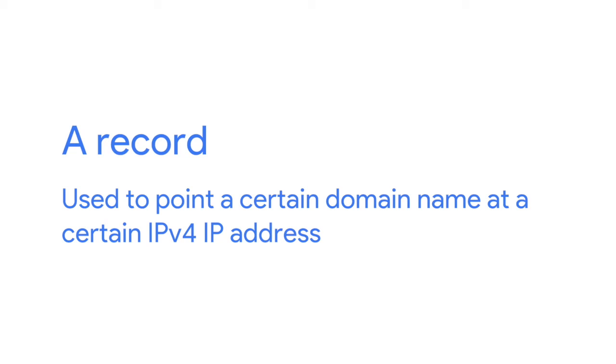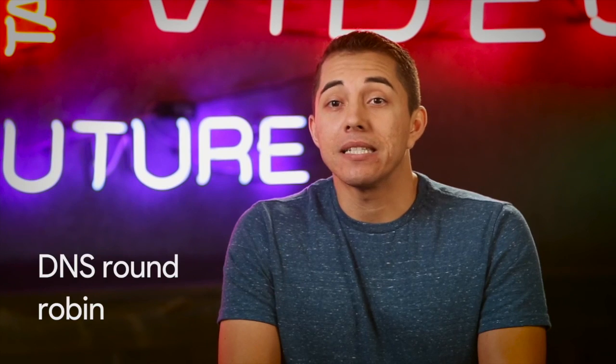The most common resource record is known as an A record. An A record is used to point a certain domain name at a certain IPv4 IP address. In our earlier discussions of DNS, we made the assumption that the DNS resolver was asking for the A record for a domain name. In its most basic use, a single A record is configured for a single domain name. But a single domain name can have multiple A records too. This allows for a technique known as DNS round robin to be used to balance traffic across multiple IPs.